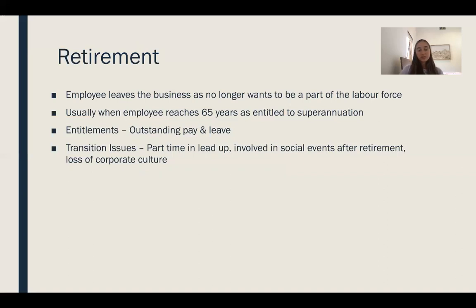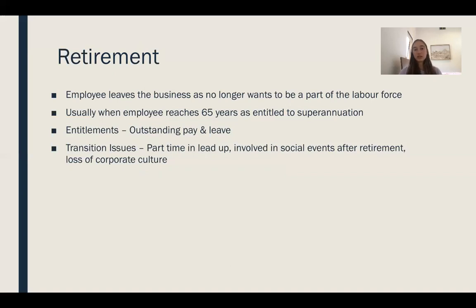Entitlements from the business perspective are the same. They have to provide the employee with any outstanding pay and any outstanding annual leave. The employee is also entitled to their superannuation, but that's not the business having to provide that. That's the government. The transition issues for retirement are quite significant, so this is one where I would definitely talk about if you have the choice.